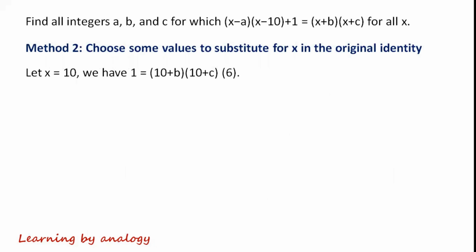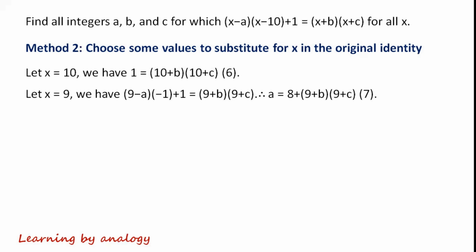Now we have an alternative method where we choose some values to substitute for x in the original identity. Let x equal 10. We have 1 = (10 + b)(10 + c). Let x equal 9. We have (9 - a)(-1) + 1 = (9 + b)(9 + c). So a = 8 + (9 + b)(9 + c).